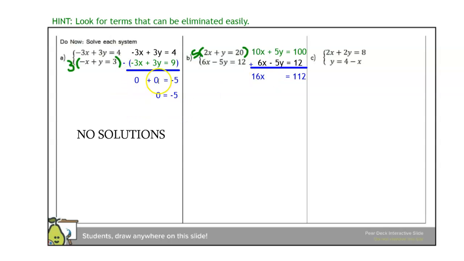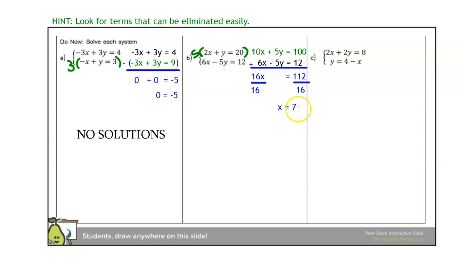The only reason I wrote both zeros before is because there was nothing going on the left-hand side. So I wanted to show you that nothing indicates 0. But since there's a 16x here, I don't need to write anything here. 100 plus 12 is 112. Now I'm going to solve this by dividing both sides by 16, and I'll get my answer for x.